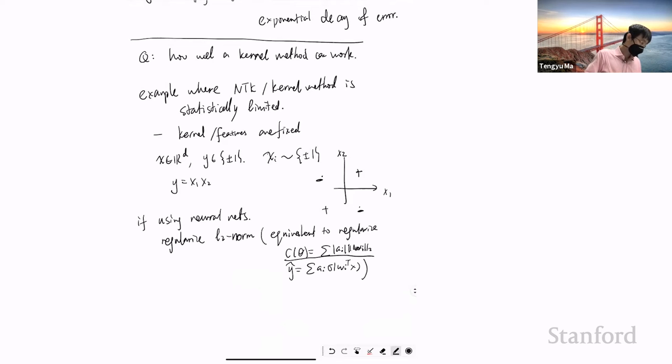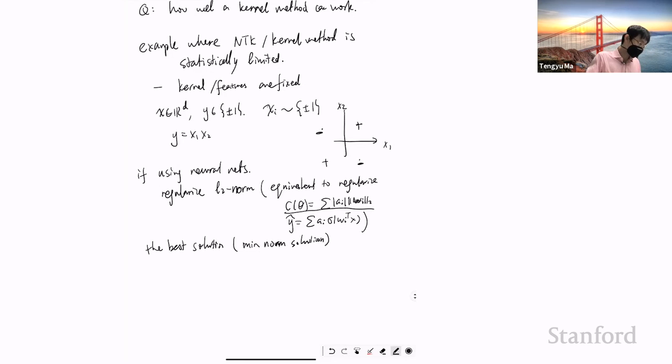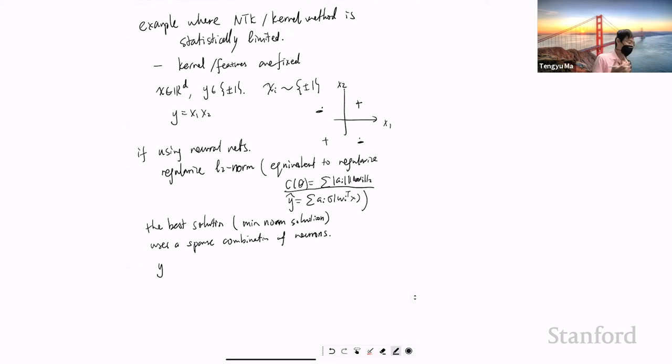So we have discussed this, and suppose you use the neural networks, then what you'll find is that the best solution, by which I mean the minimum norm solution, is a sparse one. It uses a sparse combination of neurons. In this case, you can exactly compute what the best solution is. I'm not going to prove it, but I think it's something relatively believable.